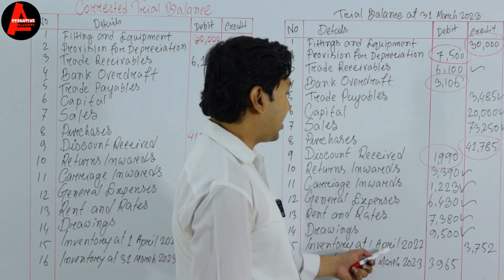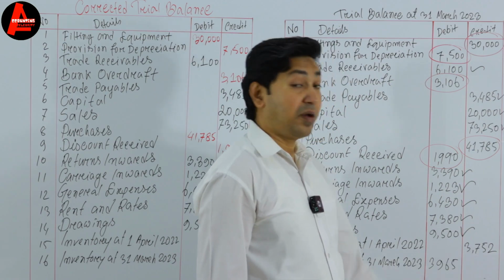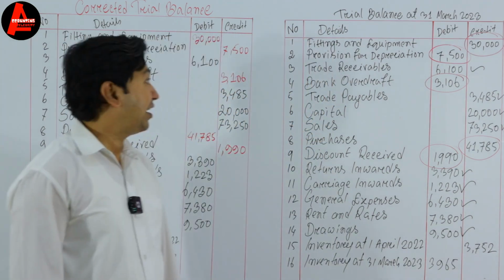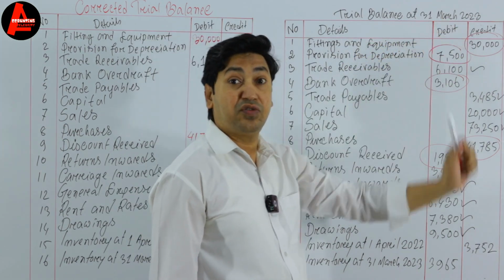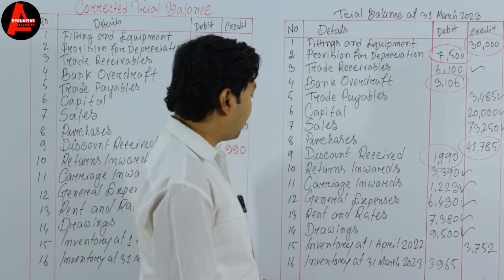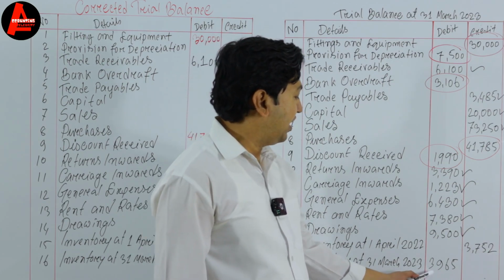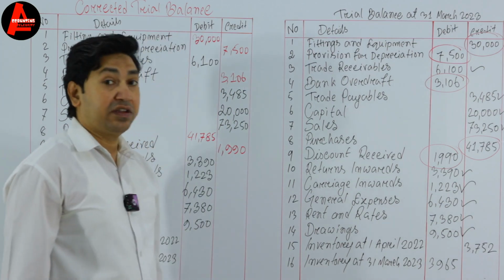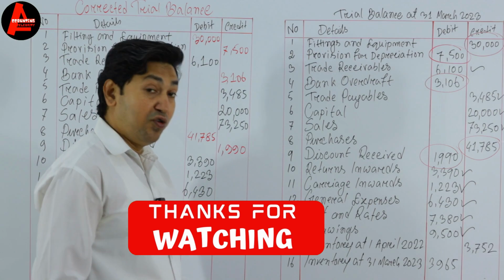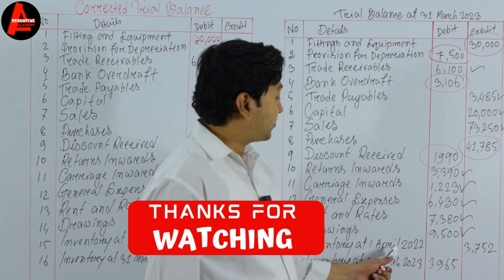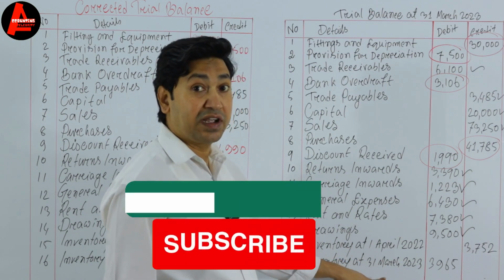Okay. Then we have here number 15, inventory at 1st April 2022. It is on the credit side, $3,752. Okay, so here we are doing this trial balance for 31st March 2023. So here we see one more inventory. It is 31st March 2023. It is $3,965. So we found here two inventories. Okay, one is at 1st April. That means the first one is opening inventory and the second one is closing inventory.